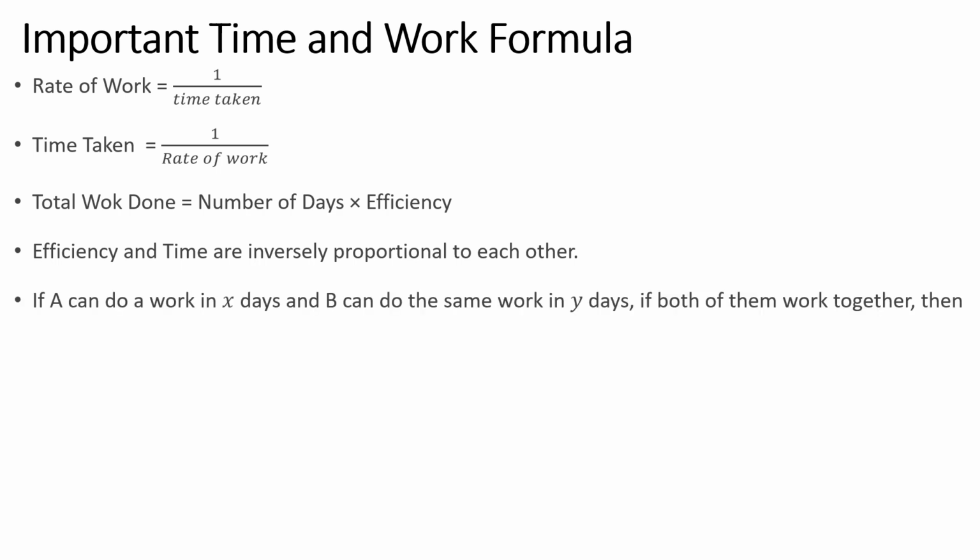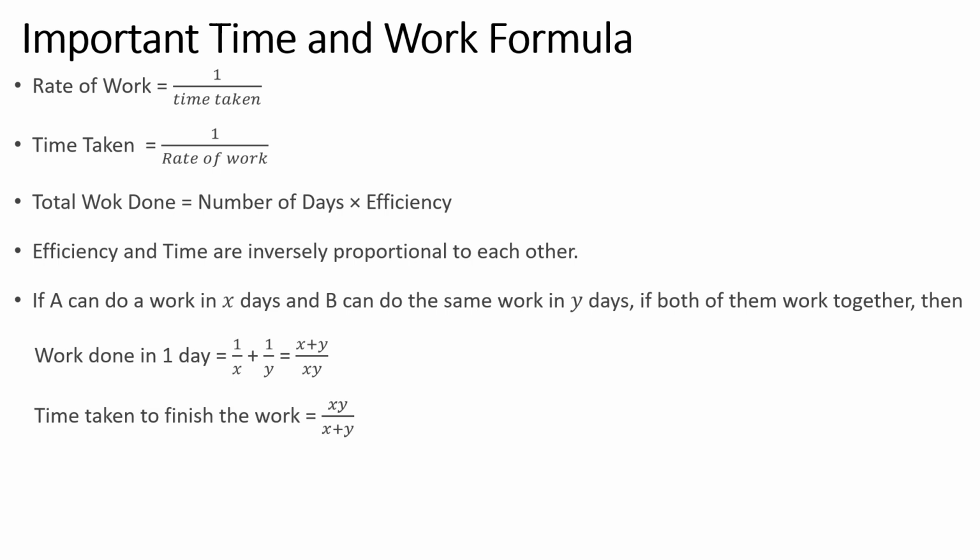If a person A can do a work in X days and B can do the same work in Y days, and if both of them work together, then work done in 1 day together will be 1 by x plus 1 by y. After taking LCM, we get (x plus y) divided by xy. This is the work done by A and B in 1 day. Now, in order to find the time taken, you have to take the reciprocal of this. So the time taken by A and B together will be xy divided by (x plus y). This is for 2 people.